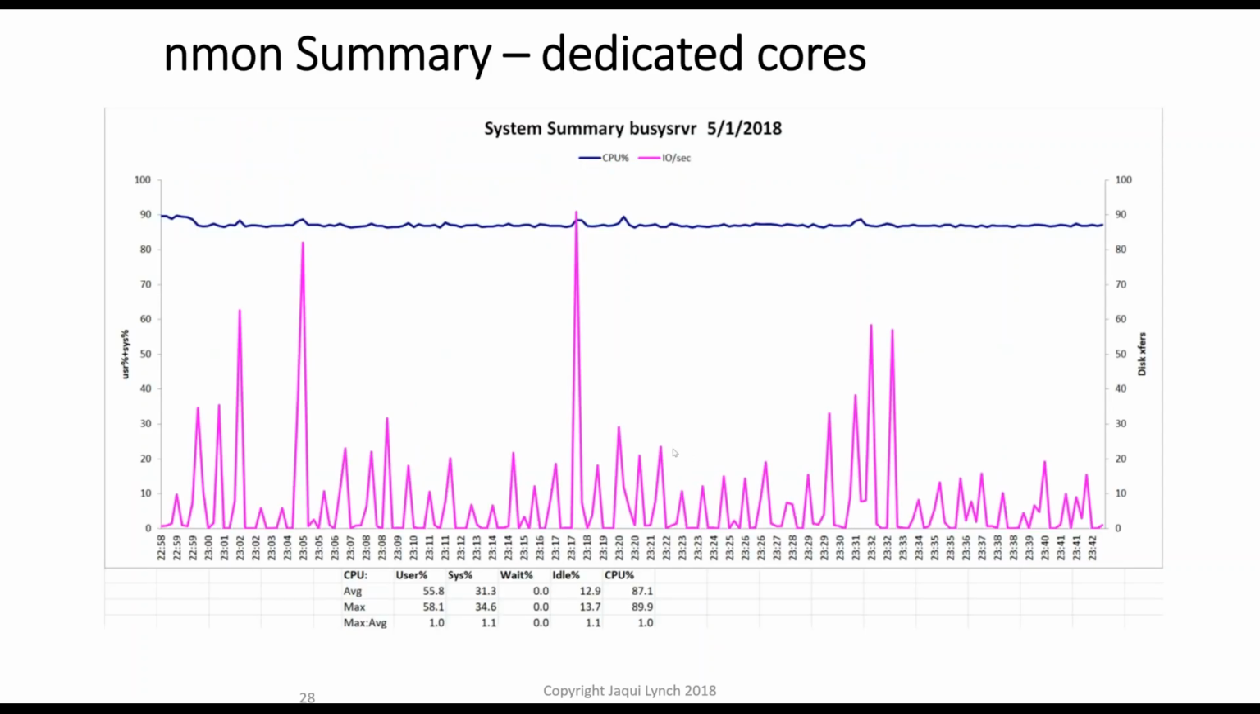So this is an example of the summary server for a dedicated LPAR, and you can see the system's running at about 90%. On average, it was 87.1 during the 45 minutes, and it maxed out at 90. So this is a pretty solid, busy system. I'd go off and look at the threads and so on and see if I needed to add some cores to this.